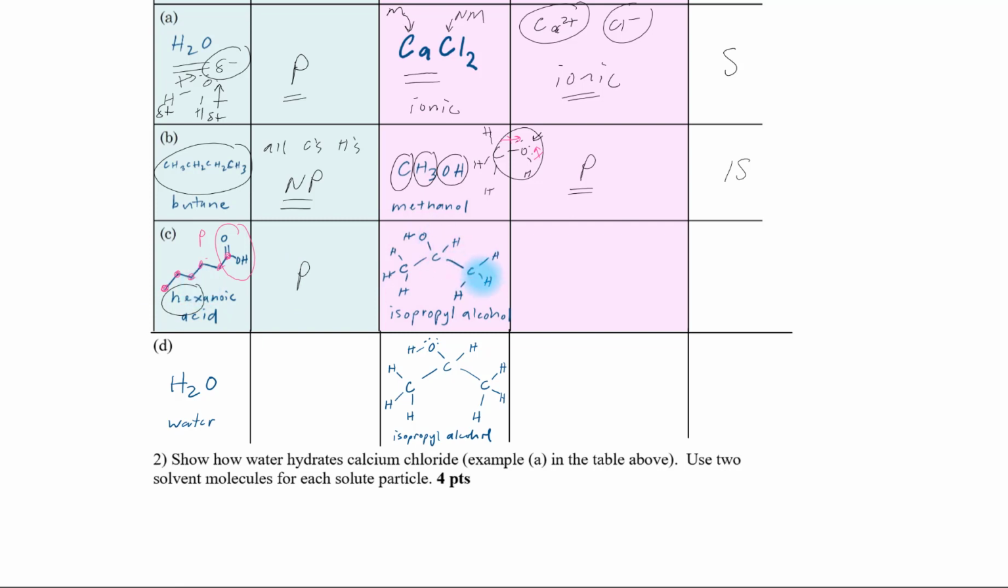And then isopropyl alcohol. So here we have more than one central atom. We have these 3 central atoms. So the way you do this is you look for O's and N's. There's an oxygen right here. This is going to pull electrons towards it and be partially negative. So this is going to be polar. So this is soluble. All right, so now we have water.